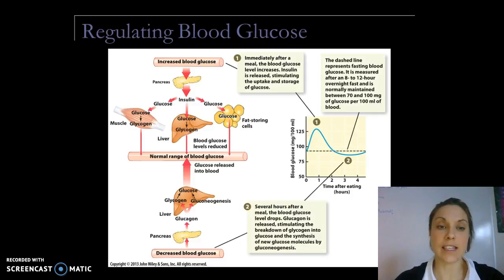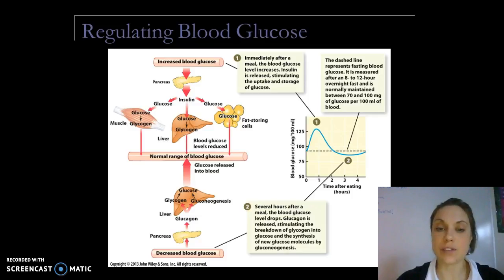Insulin deposits glucose in the liver for storage as glycogen, and then insulin stimulates glucose to be converted to fat if there's nowhere else for those calories from glucose to go. So if we eat too much of anything, that pathway to the fat storing cells is sort of the last effort there. This causes blood glucose to be in normal range again, so it decreases blood glucose.